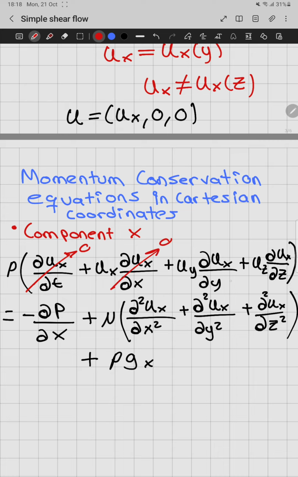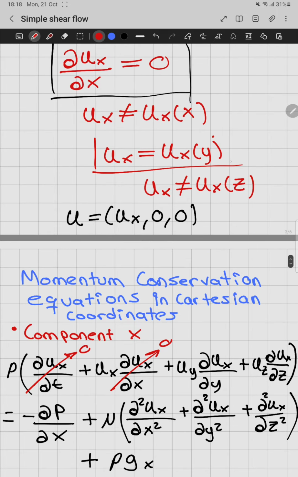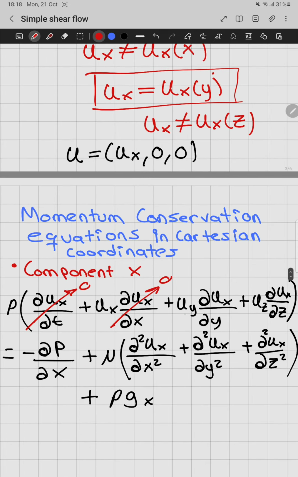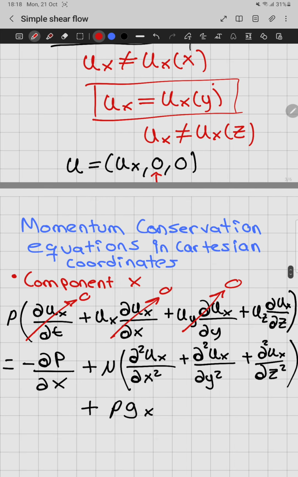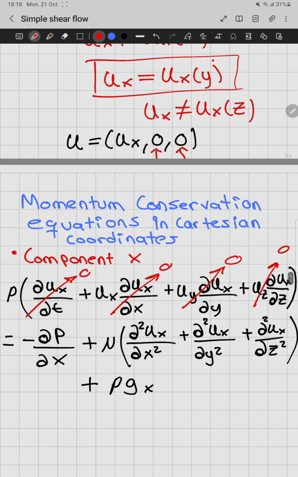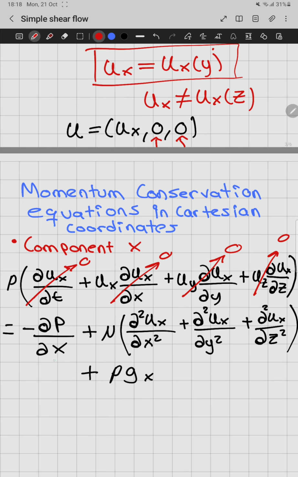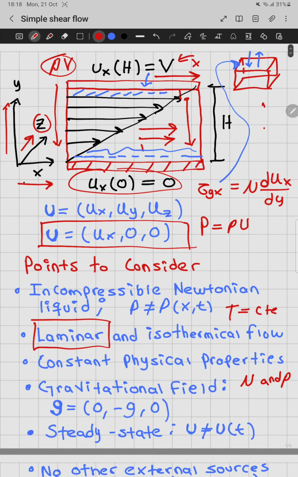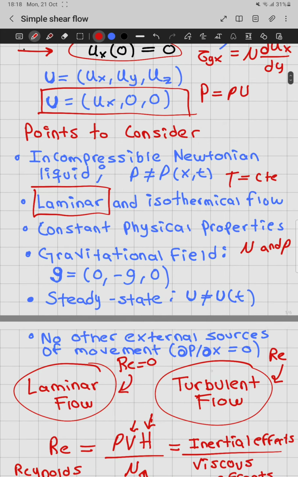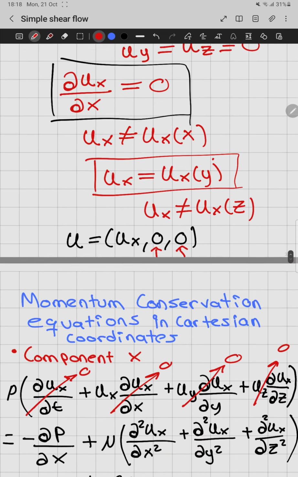So this term is going to be 0. ux is going to depend on y, as we discussed before, but uy is 0. So this term is equal to 0. ux is not going to depend on c, and also uc is 0. So this whole term is 0. This is the pressure gradient. You remember I said that there are no external sources of movement. That means that we will not have a contribution from a pump. So the pressure gradient in x direction is going to be 0.